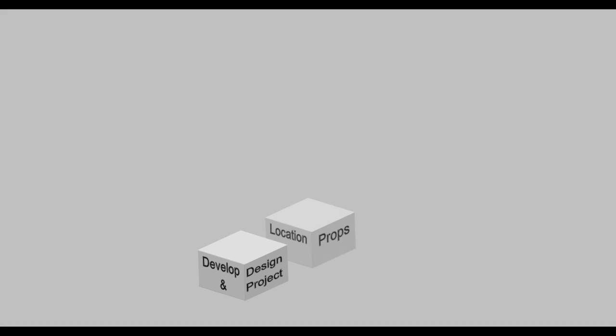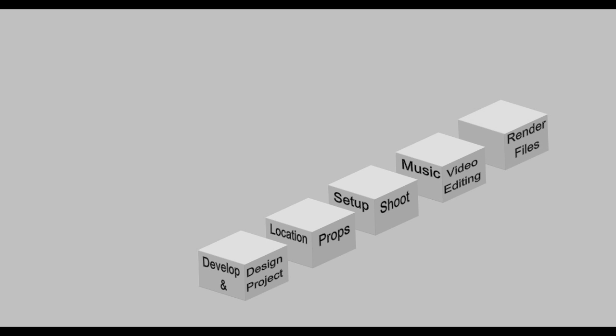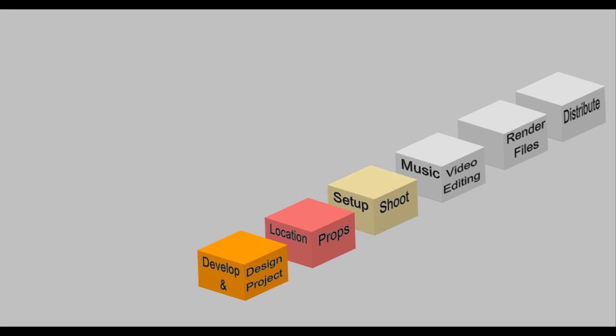Well, to make a video, it takes several tasks. The very first task is developing and designing the project, finding the location and the props, doing the setup and the actual shoot, adding music and video editing, rendering the files, and of course finally, distribution of the final product. This video is too boring without color, so let's just add color for the fun of it.